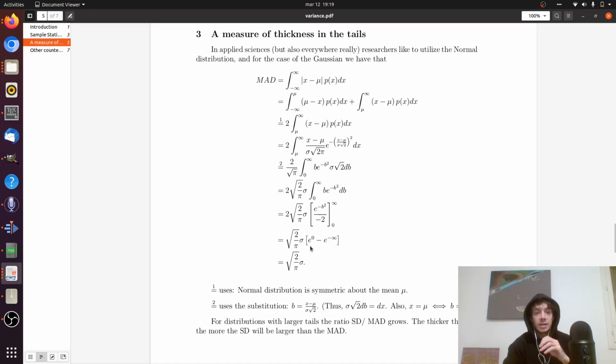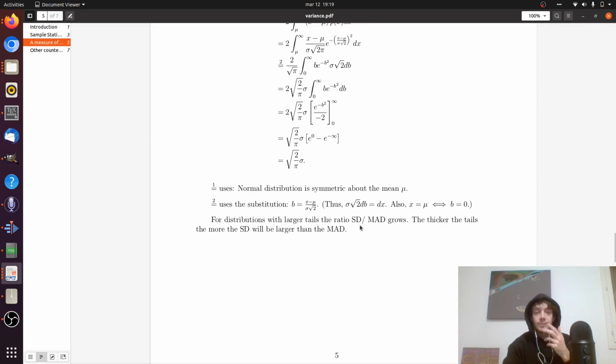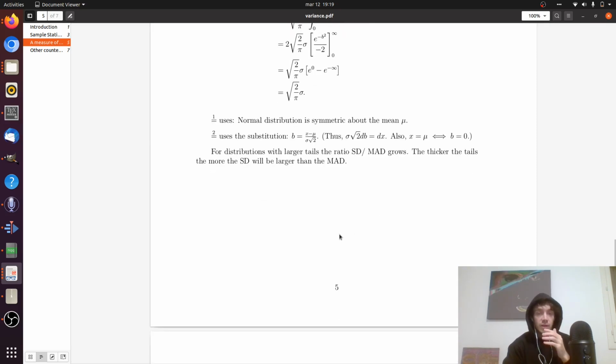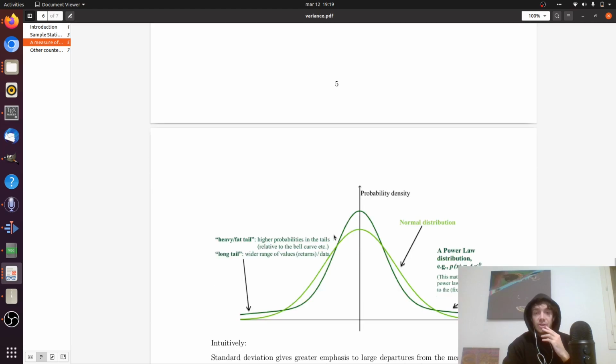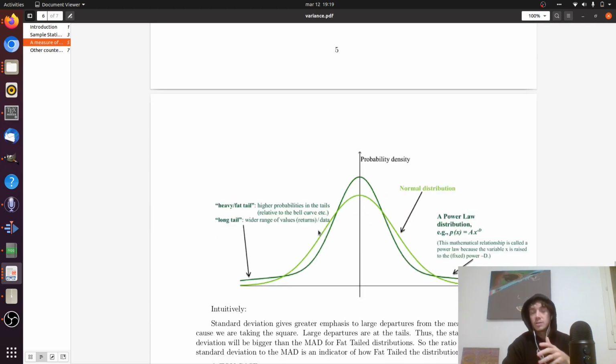And moreover, if you take the standard deviation over the mean absolute deviation, the result would be only square root of pi over 2, because the standard deviation would cancel out with the standard deviation at the numerator, and this would flip. Then if you calculate the standard deviation over the mean absolute deviation, this is going to be a measure of how fat the tails of a distribution are. And I'm going to give an intuitive explanation of this fact, but first let's talk about the thickness of the tails, or what does it even mean for a probability distribution to have fatter tails.